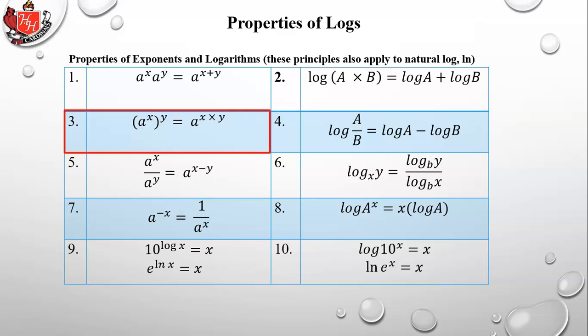If you have a raised to the x power and then you raise it to the y power, it's the same as a to the x times y power. If you have the log of two numbers being divided, log of a divided by b, that's equal to log of a minus log of b. Base a to the x over base a to the y equals a to the x minus y. We saw that when we did scientific notation, that you subtract the exponents.